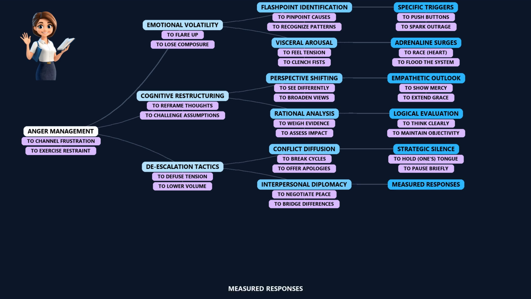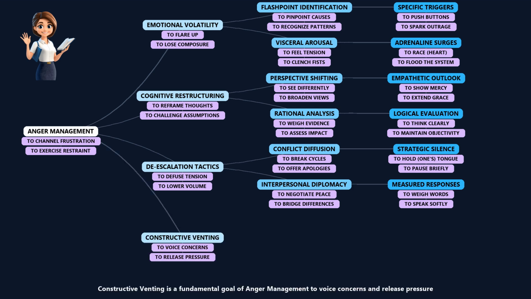Measured responses. To succeed in diplomacy, we use measured responses to weigh words and speak softly to the other person. This means picking our words very carefully and using a quiet, calm voice to stop the anger. Constructive venting. Constructive venting is a fundamental goal of anger management to voice concerns and release pressure safely. Basically, we are letting the anger out of our system without hurting anyone else's feelings.